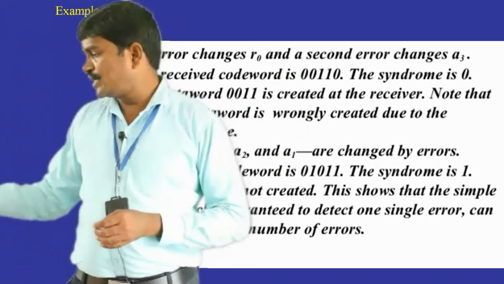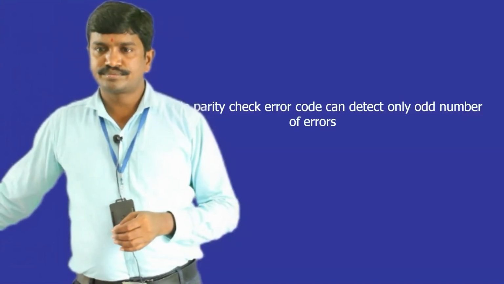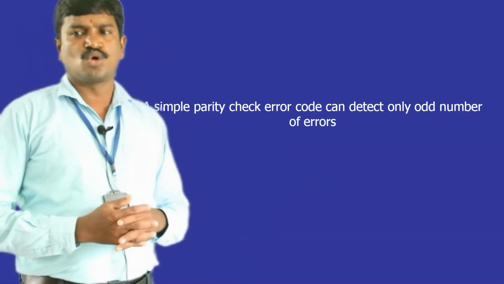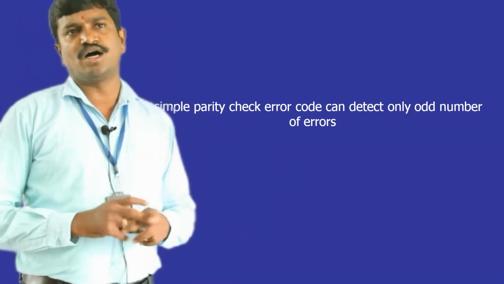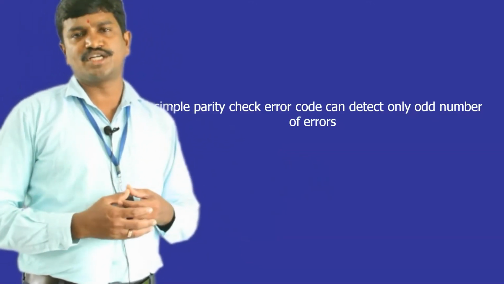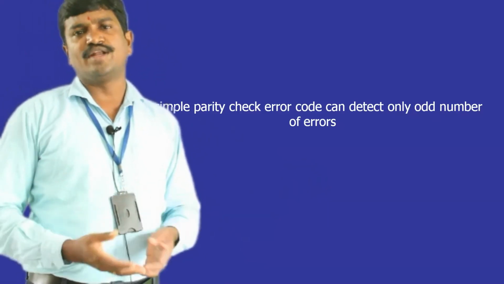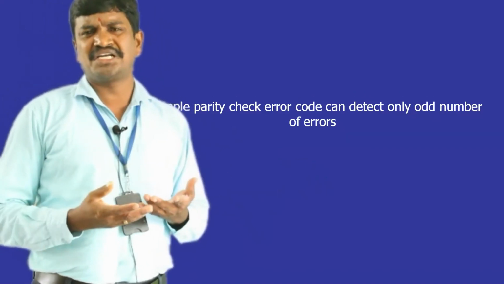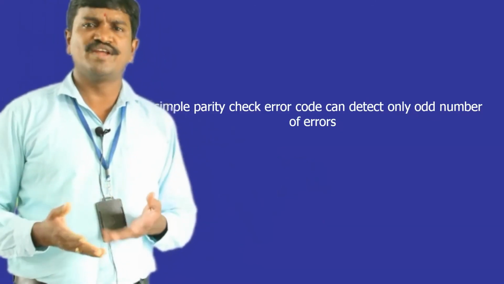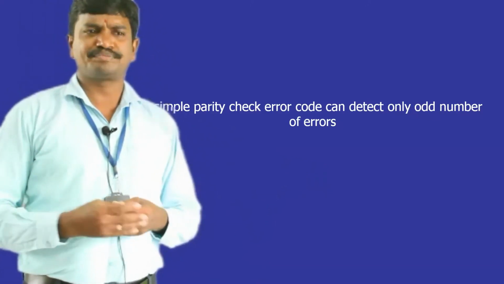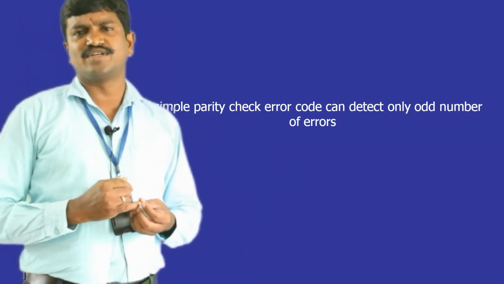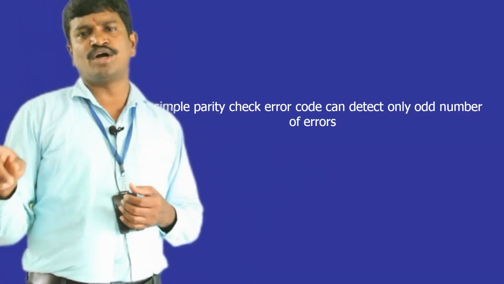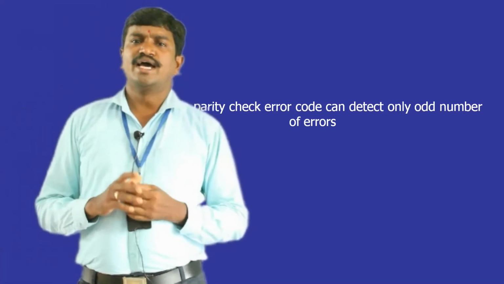So this way we can conclude this method. A simple parity check code will detect only an odd number of errors. Because when an odd number of bits are changed, only then is it possible to find that we did not get an even number of ones. When you have even numbers, subtracting one even number from another even number leads to an even number only. That's the reason it is unable to detect errors at the receiver side. But if you subtract odd from even, then the result is odd. When the result is odd at the receiver, it is considered as an error.